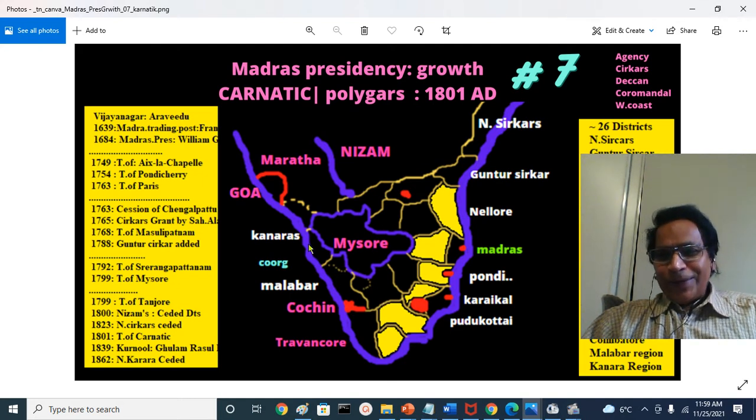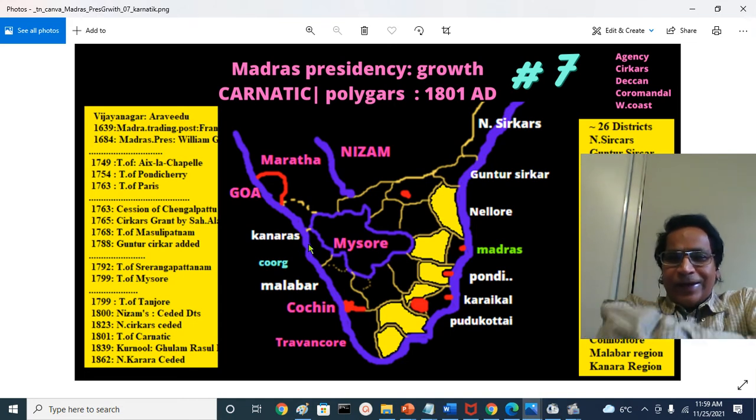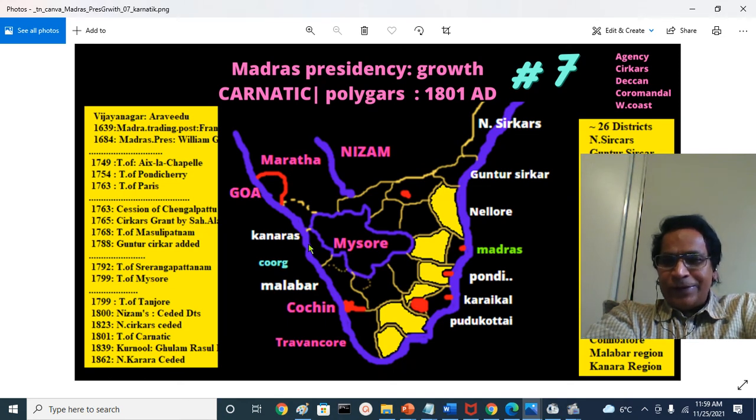The ruler of Carnatic was Umdat ul-Umara, the son of Muhammad Ali Khan Walajah. Muhammad Ali Khan Walajah had a long rule of nearly 45 years, from 1750 to 1795. He had reduced power but was respected by the British, and he died in 1795 after the Third Mysore War. His son Umdat ul-Umara succeeded him.